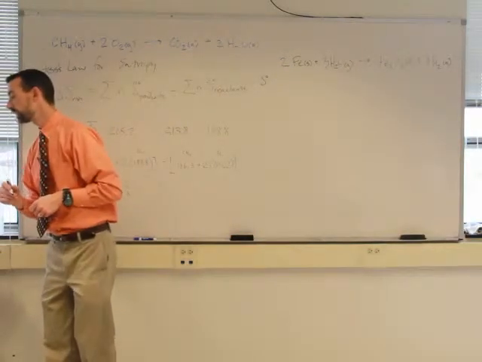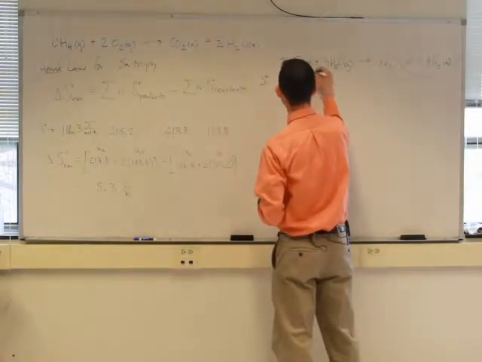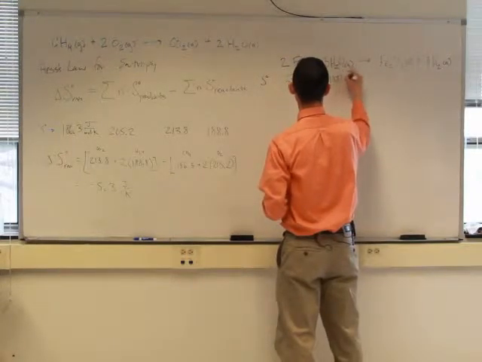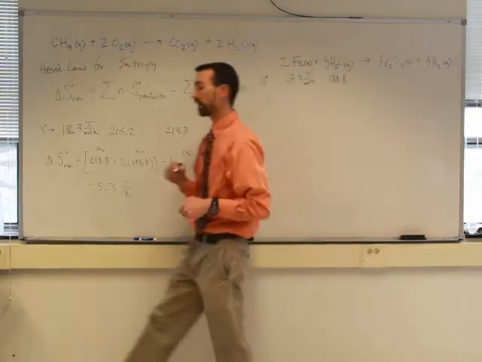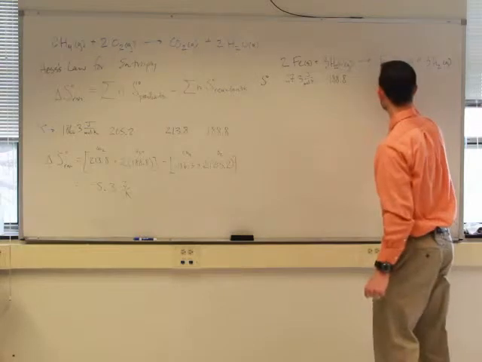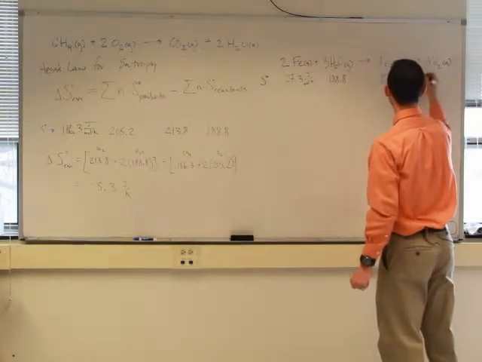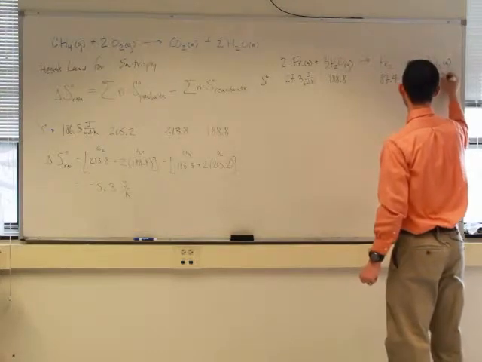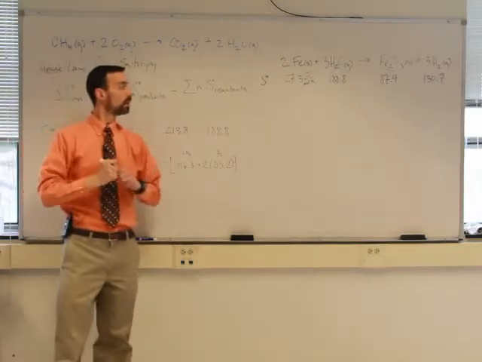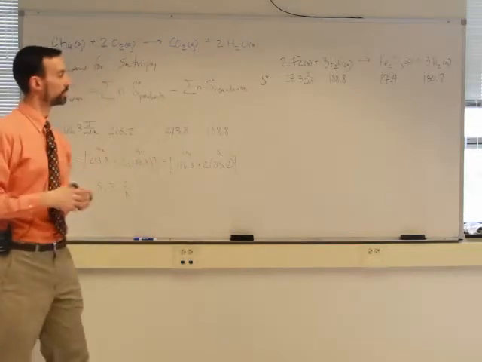Iron is only 27.3. Again, that's going to be joules per mole Kelvin. Water, once again, 188.8. The iron 3 oxide is 87.4. And the hydrogen is 130.7. So I got 4 values listed there and 4 down here, although water's in both groups.